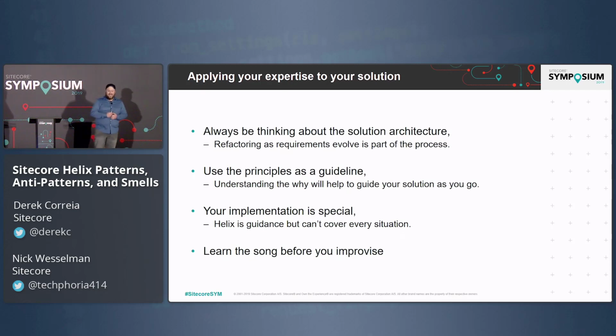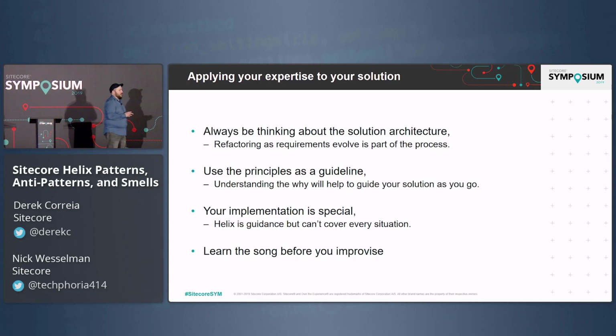Not a four-letter word. Use the principles as a guideline. And again, we've heard loud and clear that a lot of developers want to know why we're doing these things. Hopefully some of the edits we've made get you a little closer as to the why of Helix. But use those as guidelines. I've had a lot of people come up to me and say, my implementation is special because I need to do X, Y, and Z, and you guys don't have a guideline for that. You're right. Your implementation is special. I agree. And we're never going to have a comprehensive enough set of guidelines in Helix that's going to cover every situation. So always go back to the why, use that as a guideline and go forward from there.